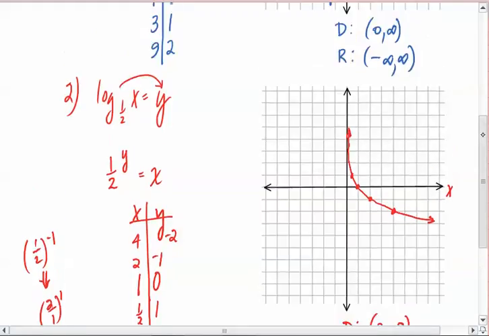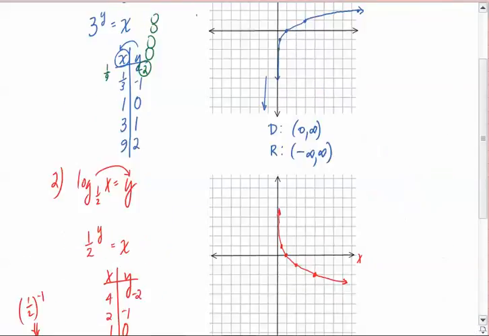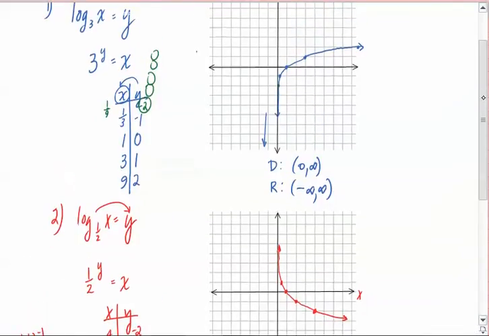Alright, so let's take a look at the difference between the two. Let me zoom out a bit here for you. You see the difference? They both have the same domain, 0 to infinity, they both have the same range, but this one would be considered increasing, this would be considered decreasing.